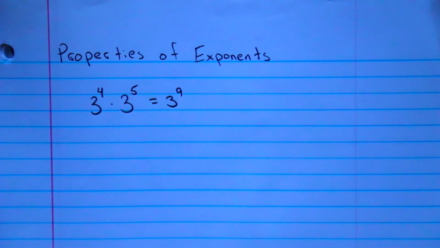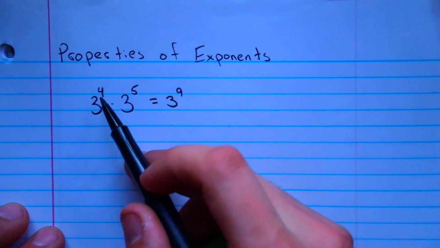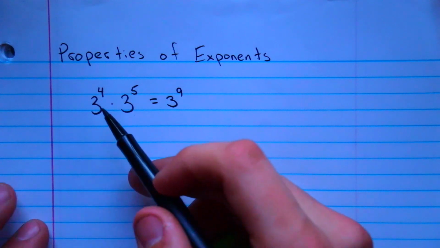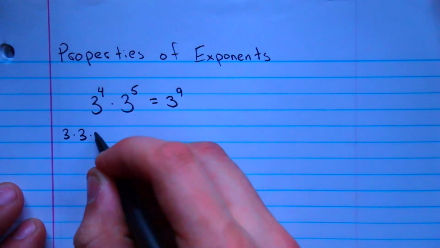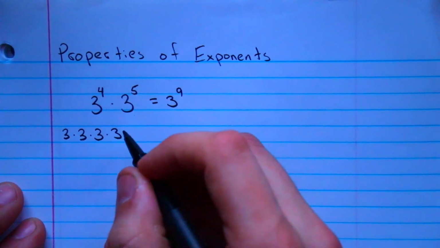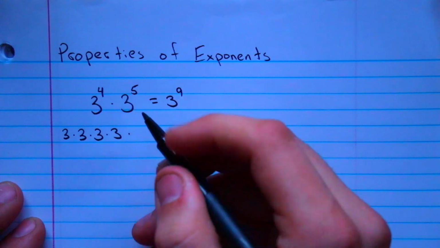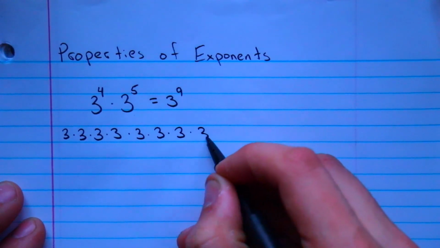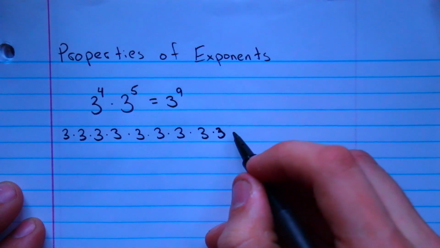So our justification looked like this. This is a multiplication, and 3 to the 4th lets us know that we are multiplying 3 by itself 4 times. So we literally just wrote it out, 3 times 3 times 3 times 3. And then it says you are going to multiply by 5 more 3s. 1, 2, 3, 4, 5.